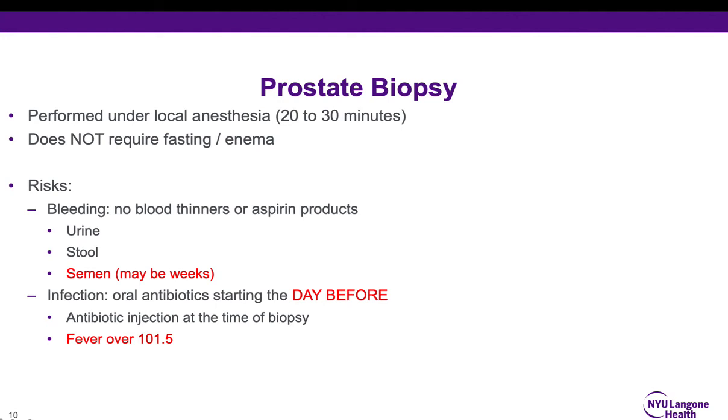In order to minimize the risk of infection, oral antibiotics are started 1 day prior to the biopsy. If you are scheduled for a prostate biopsy, a prescription will be provided and you are instructed to start the prostate biopsy antibiotics 1 day prior to the biopsy. In addition, at the time of biopsy, an antibiotic injection will be delivered intramuscularly to further reduce the risk of infection. If there is a temperature or a fever of over 101 to 101.5 following the biopsy, this is not normal, and therefore you should call the office.